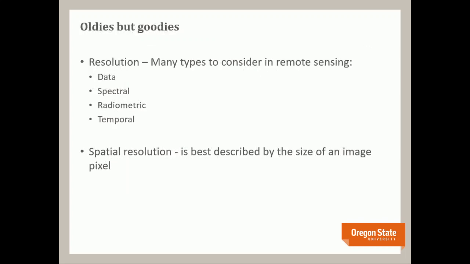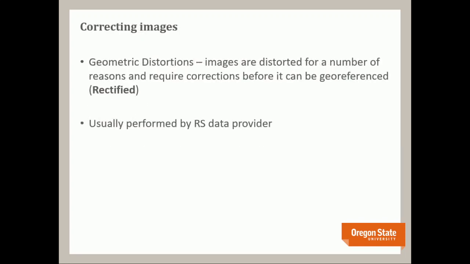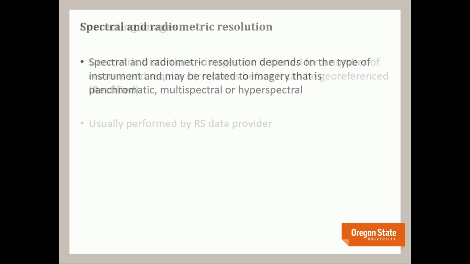Oldies but goodies: resolution. There are many types to consider in remote sensing data: spatial, spectral, radiometric, and temporal. Spatial resolution is best described by the size of an image pixel. Correcting images: geometric distortion. Images are distorted for a number of reasons and require correction before they can be georeferenced or rectified. Mostly this type of rectification is performed by the remote sensing data provider, like the USGS and others.